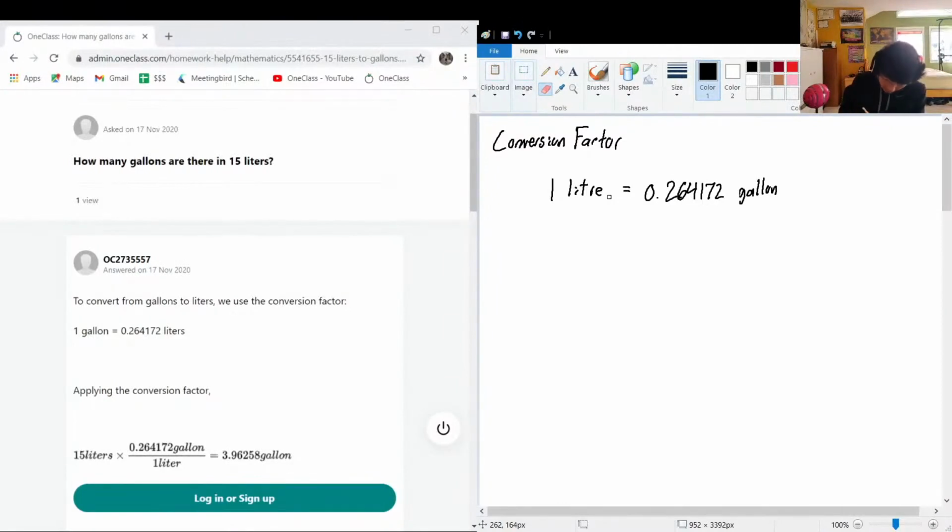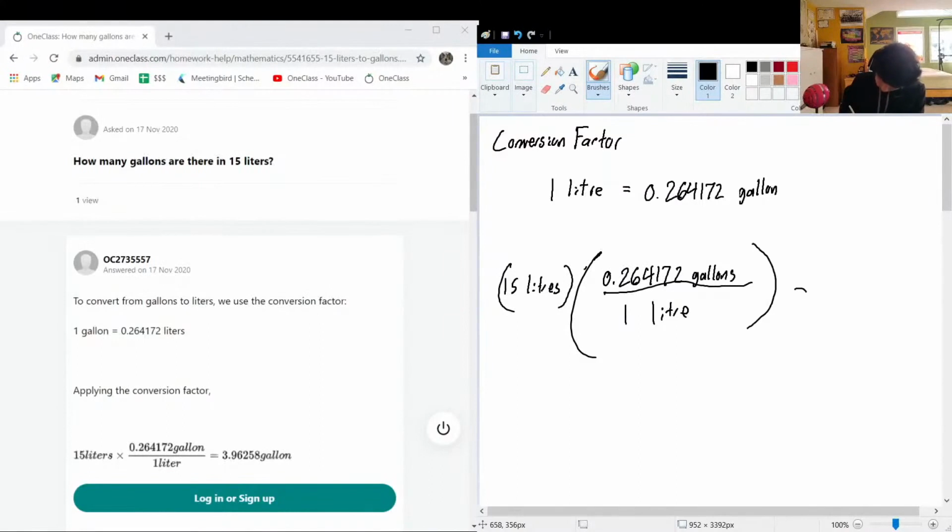So we're starting out with 15 liters, and we want to multiply that by 0.264172 gallons per 1 liter. You see the liter down here and the liters up here, they cancel each other out, because units are kind of like mathematical variables. 1 divided by itself is always going to be equal to 1. So they cancel each other out.